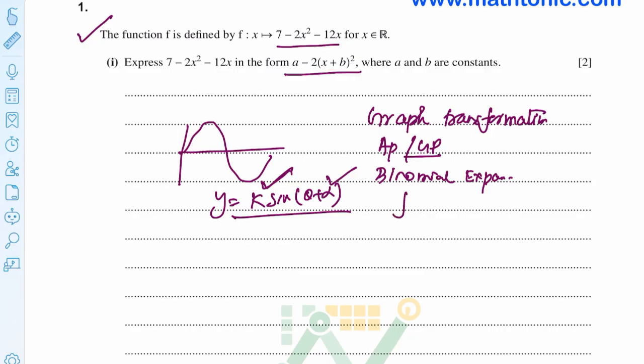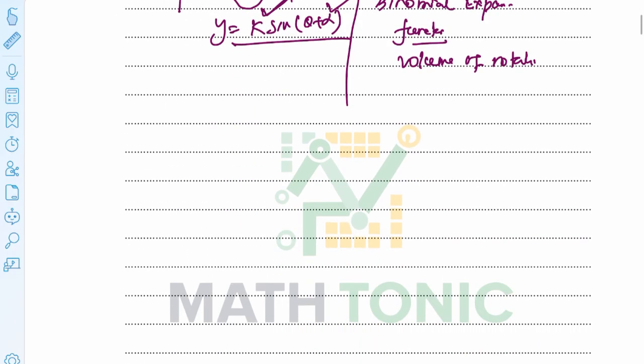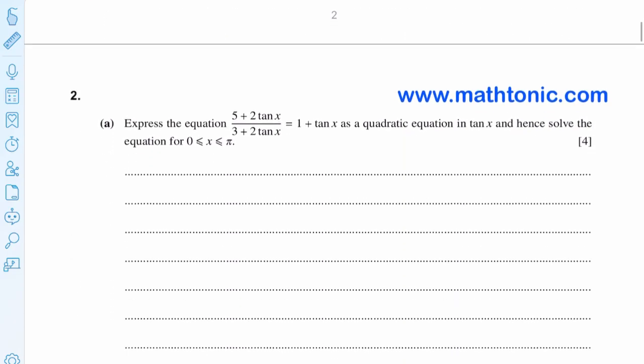They can ask you questions about functions. It may be inverse functions, composite functions. And they can ask you volume of rotation questions. By going through a lot of past papers, we can assume what percentage of questions can come. So I have prepared a very good question paper.